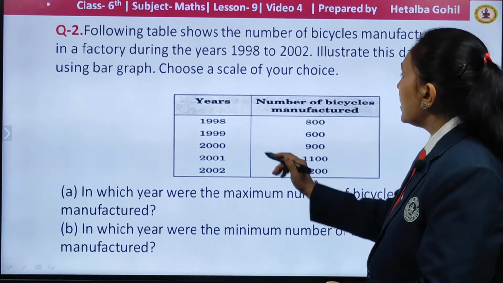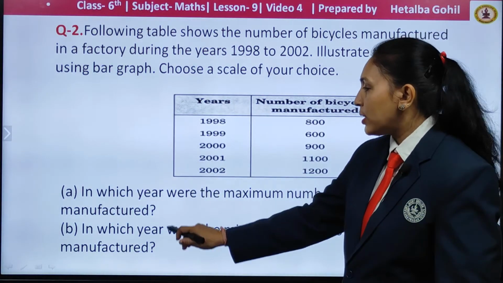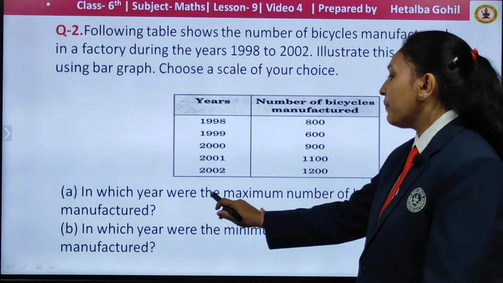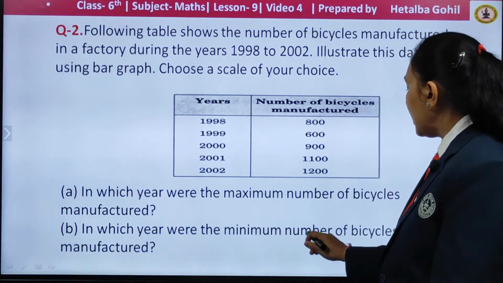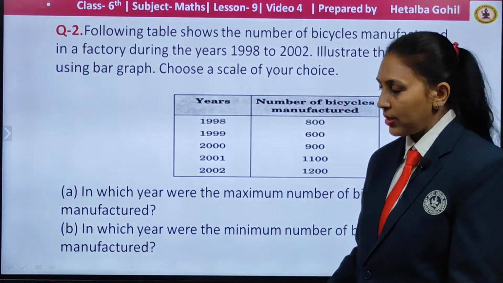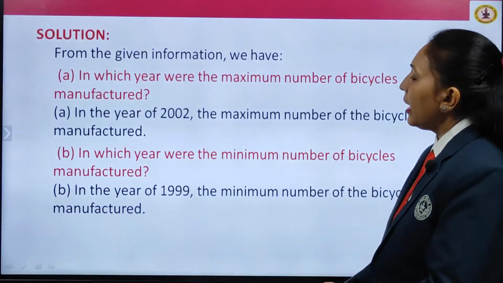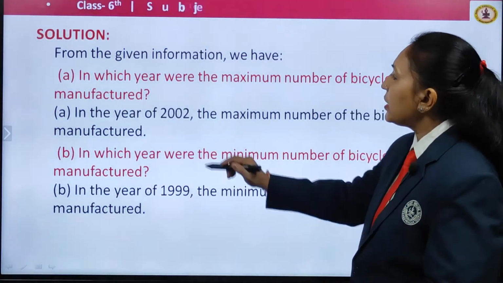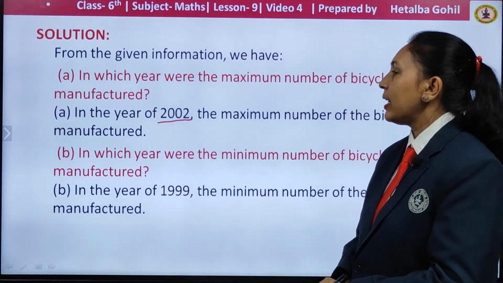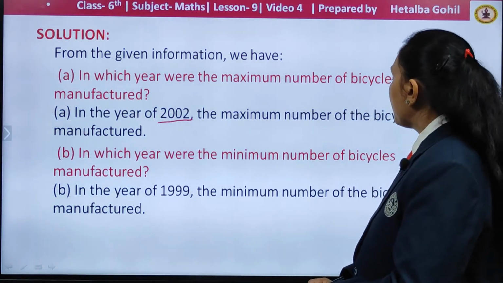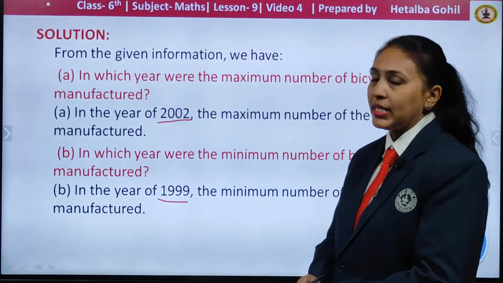Okay. So, now this is the data given to us which we have to plot on the graph, but 2 questions along with that are also to be answered. In which year were the maximum number of bicycles manufactured, and in which year were the minimum number of bicycles manufactured? But before that, let us draw the graph. Here the 2 answers are given. In which year were the maximum number of bicycles manufactured? From the data given, we can see that it is 2002, and the minimum was in 1999 over here.